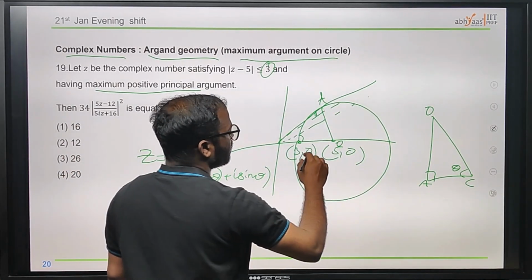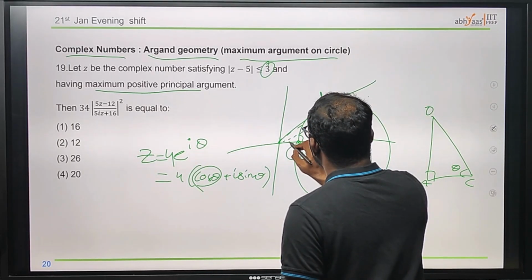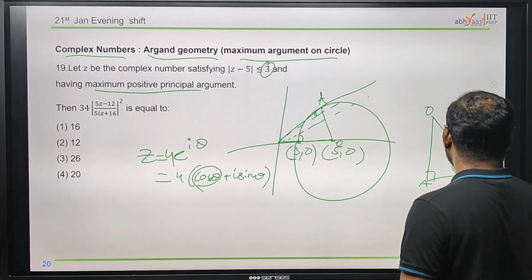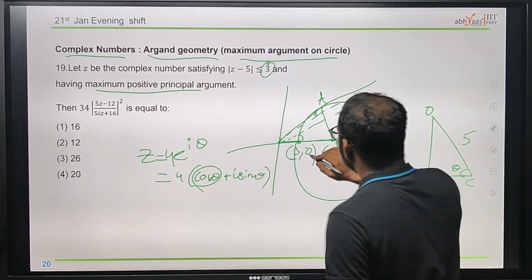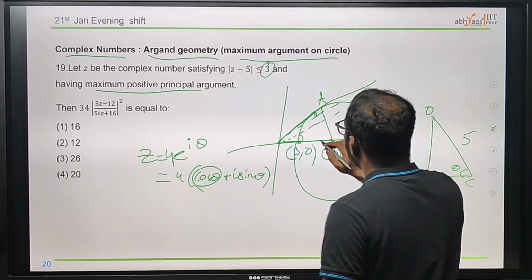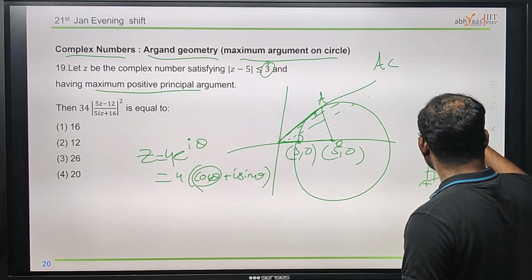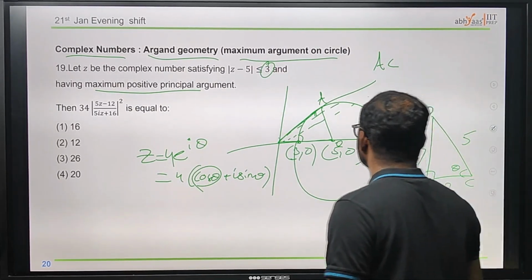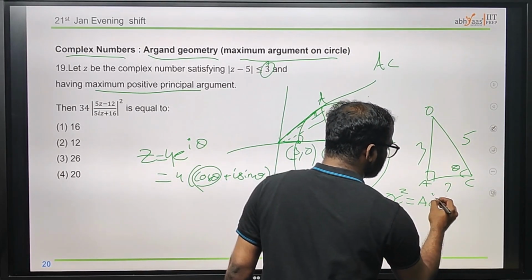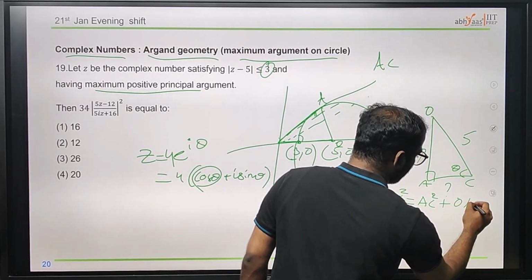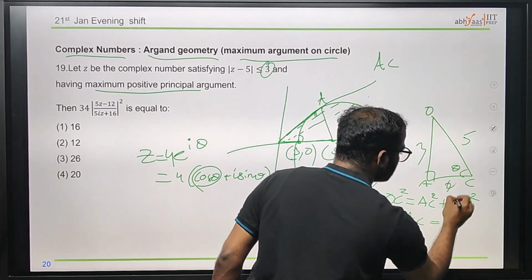We have the given radius, since this is from C to O, which will be 5, which is our hypotenuse. And from A to C, we need to find AC. In order to find AC, we already have OA as 3. How can we find this? We know OC square is equal to AC square plus OA square. By using this we will get AC as 4.